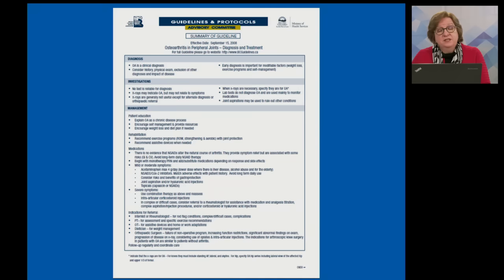This is just an example of the BC guidelines, which is on their bcguidelines.ca website, which looks at diagnosis, appropriate investigations, and management.